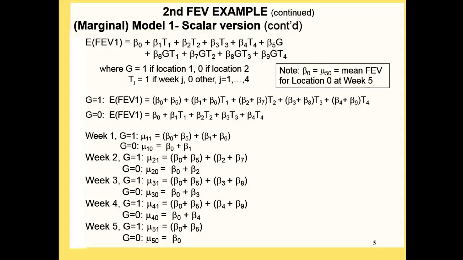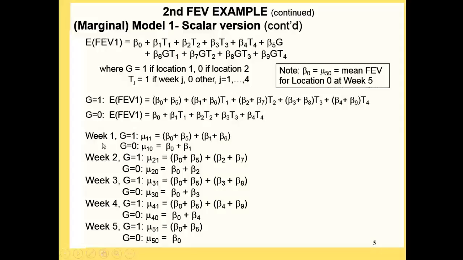So when G is equal to 0, you wind up getting all these terms drop out, and the G term drops out, and you're left with just this. Sorry, now wait a second. That's what the model looks like when G is equal to 0, but when you're talking about the referent group.